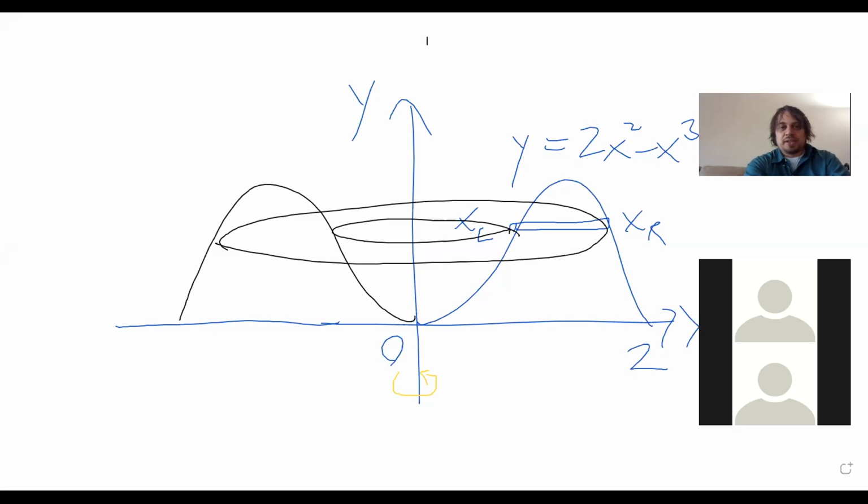Okay, good. So you have that three-dimensional object. You use the method of cylindrical shells to find this value.